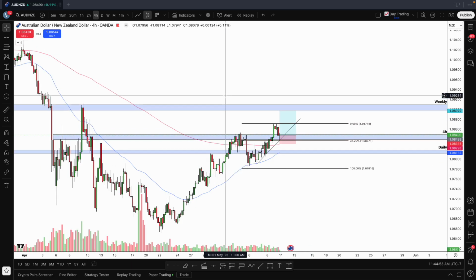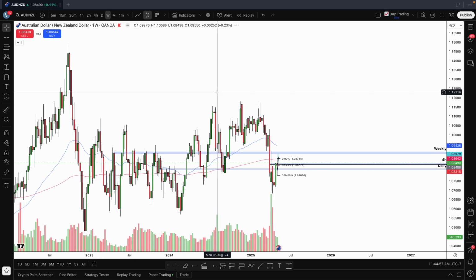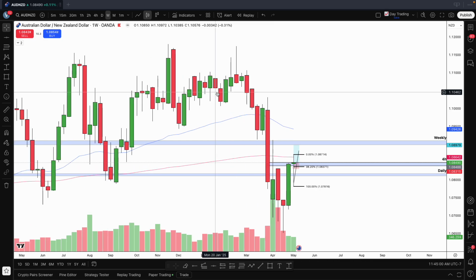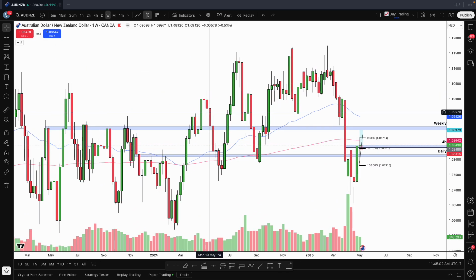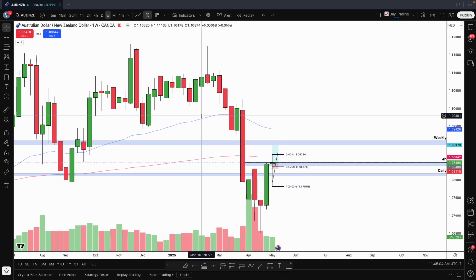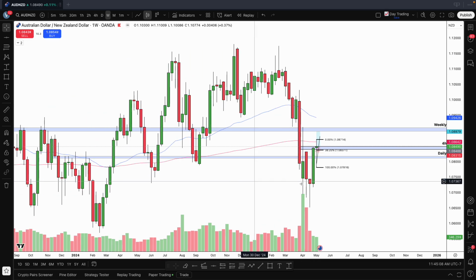Now we're going to start off with AUD/NZD. This is something that I'm looking to enter as soon as the markets open. Of course, I'm going to wait for the 2 p.m. candle to close so that there's just less fees and less spreads right there, because as soon as the markets open, the spreads are pretty much crazy.